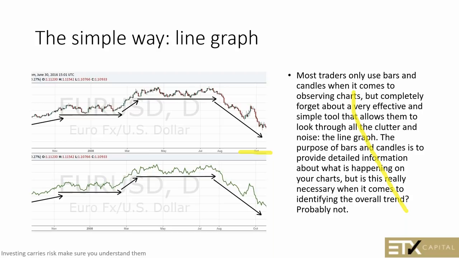Because when you're looking for identifying a trend, not a trend line, but the overall direction of the marketplace, we don't need to look at volatility. We're not looking at highs and lows. We're looking for an overall trend. We're trying to spot when SUV sales started to climb and station wagons and van sales started to go down. So the purpose of a bar or candlestick is to provide detailed information about what is happening here in charts.